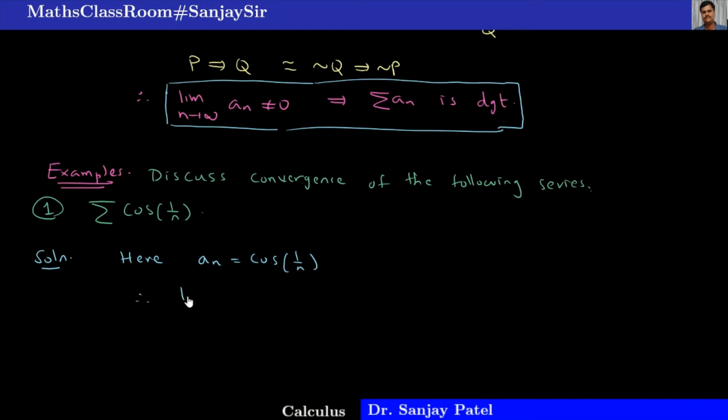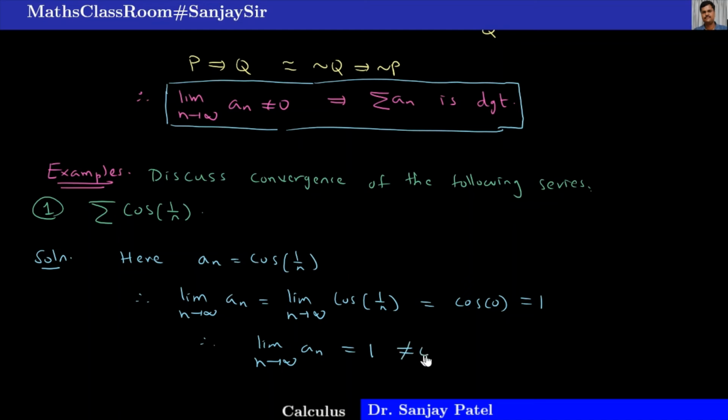If you take the limit of this nth term, that is limit n tends to infinity of cos of 1 upon n, that is nothing but cos 0. As n tends to infinity, 1 upon n tends to 0, and cos 0 is 1. So what we have proved is the limit of the nth term an as n tends to infinity is 1, which is not equal to 0. So if the limit of the nth term is not 0, we can conclude that the given series, sigma cos 1 upon n, is not convergent, or it is a divergent series. So this is a simple example.